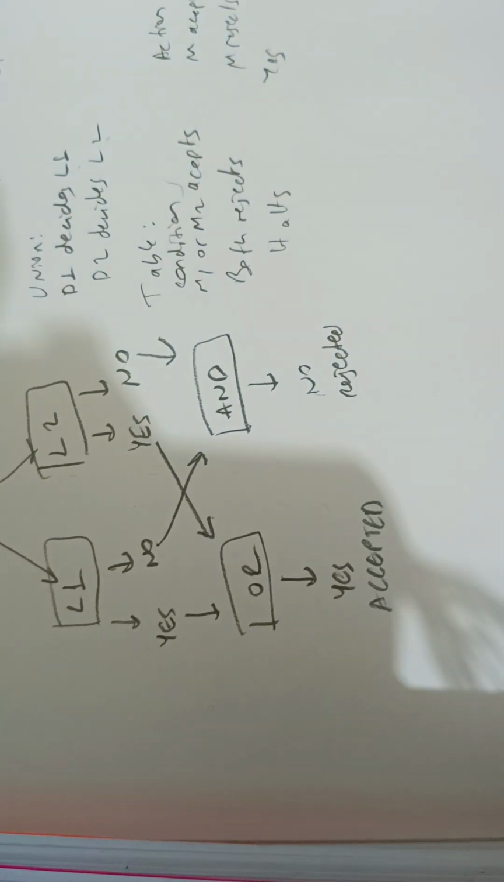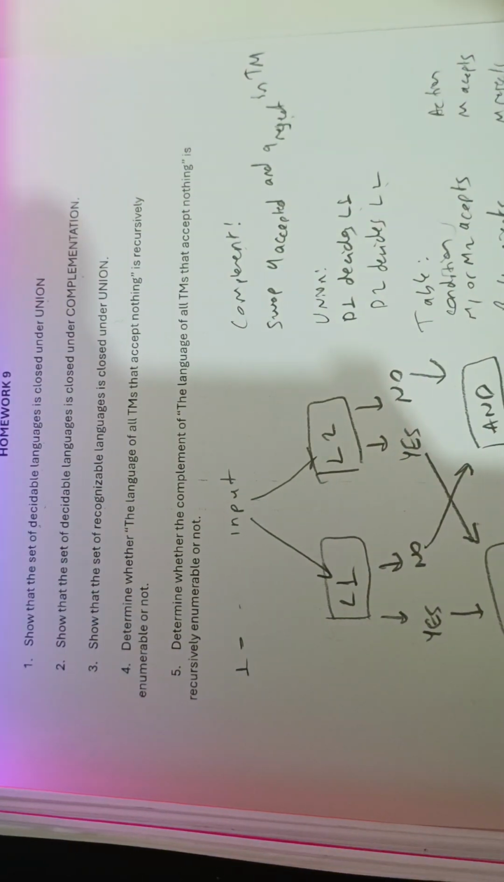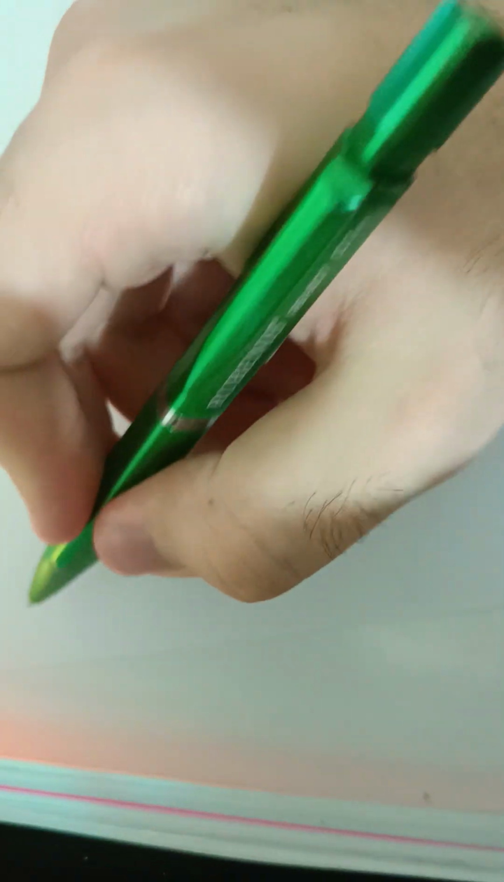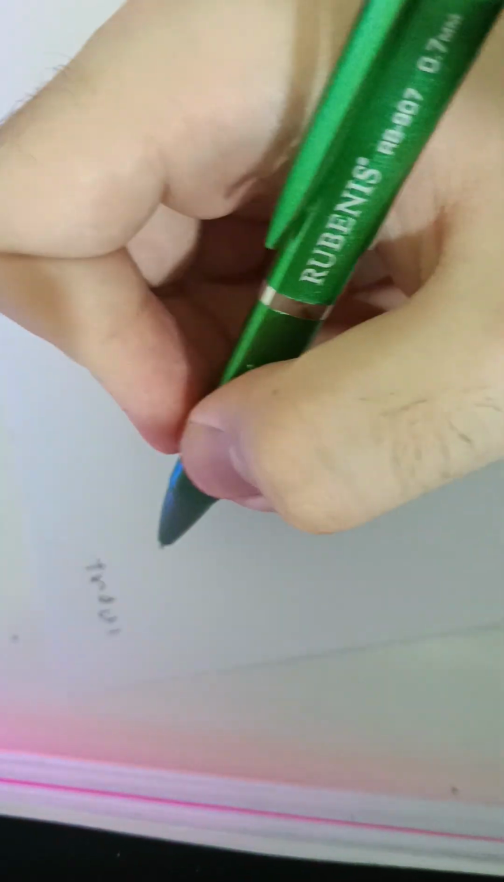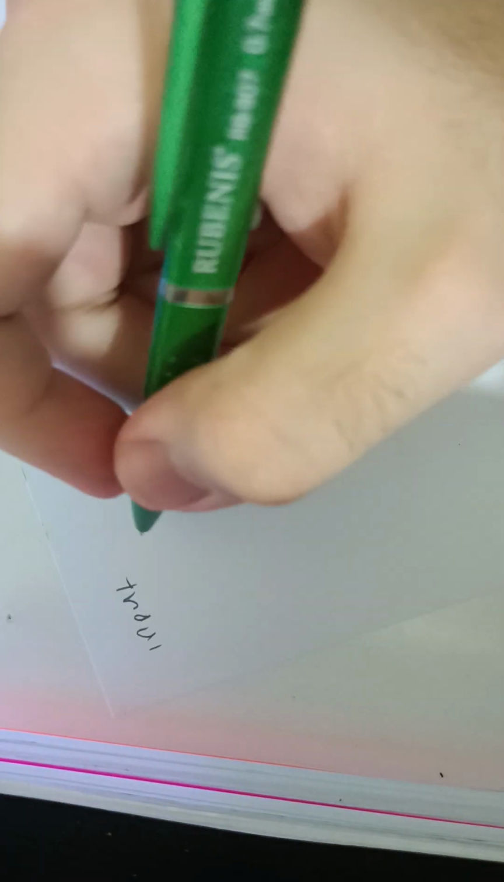And after that, I am going to the second question: show that the set of decidable languages is closed under complementation. Okay, I have to mention the input, L1, L2, and the OR and output operators. Let's start. Input. Okay, this is the code input.